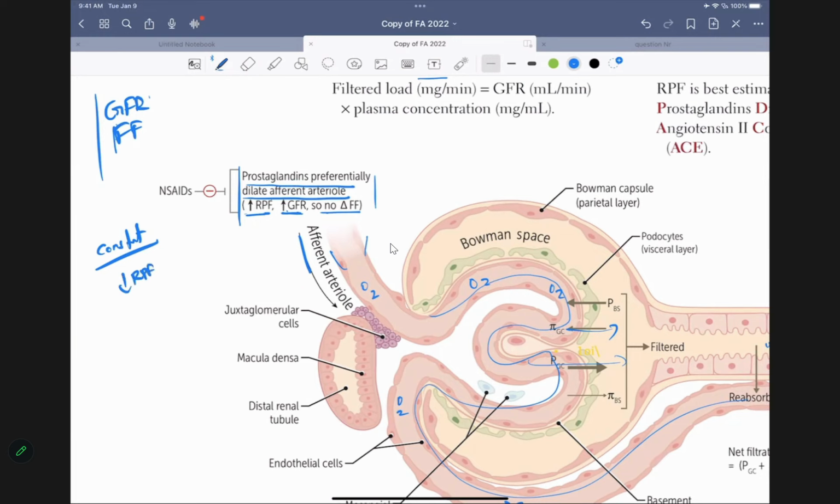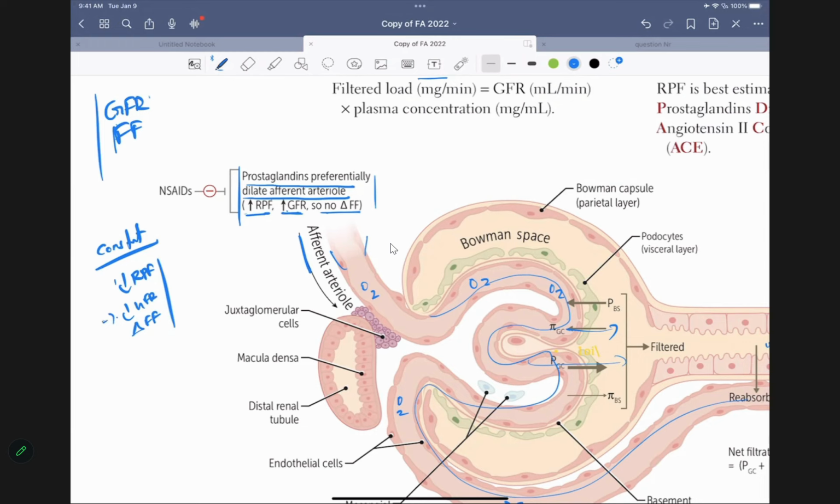Is everybody clear, folks? If your renal plasma flow is decreased, then your GFR is also decreased. Because why? Less blood coming in, less filtration. What happens to filtration fraction? They both go in the same direction, so it is constant. As long as they go in the same direction, they are constant. So that's the effect of constriction, okay? That's the effect of NSAID, but that's not really the worst part. Of course, a decrease in GFR is bad.